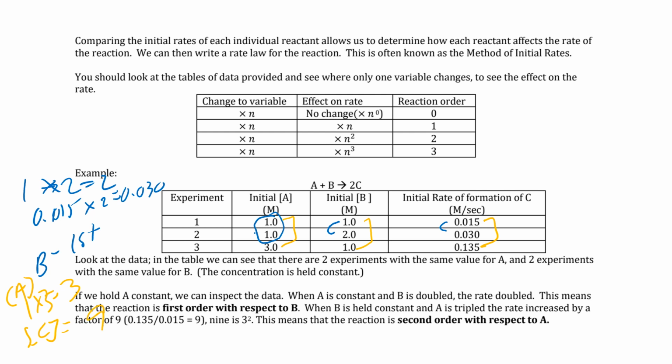I have to be careful. This means that in order to get from 3 to 9, I have to square my 3. So with respect to A, it's considered a second order reaction. In terms of B, it's considered a first order reaction. So what does that exactly mean?